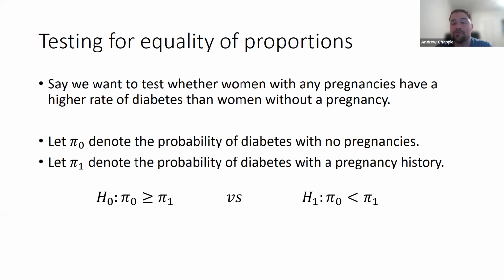So if I reject the null in favor of the alternative, what does that say? That says pi 1 is bigger than pi 0, which means that the probability of having diabetes conditional that you have a child is higher than it would be if you didn't have a child.